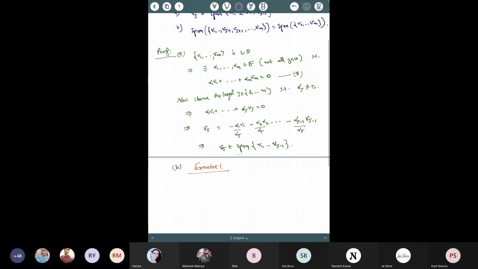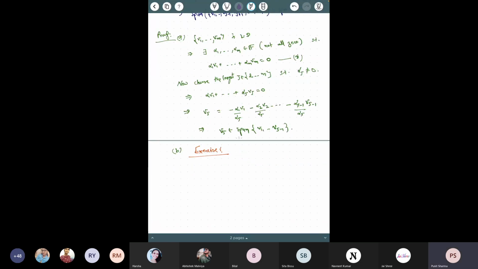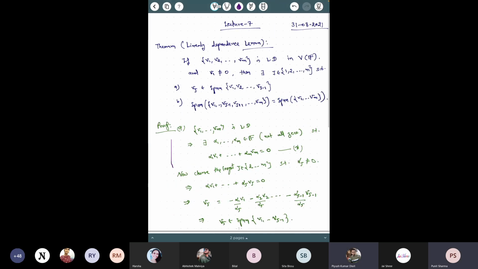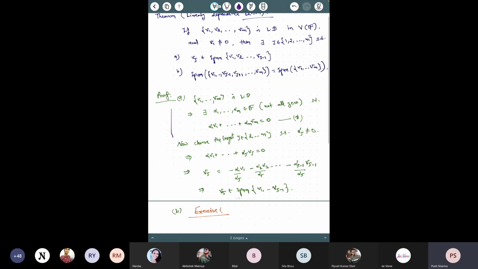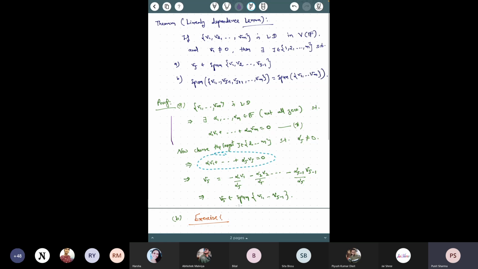Okay. All right. So here, what is the role of the largest? The role of the largest is just that you can write this expression here. Because I want to write the Vj as a linear combination of preceding vectors. If I don't choose this as the largest, then there may be some others which are not zero here. Then I don't know which one to take and then to write it in this way.